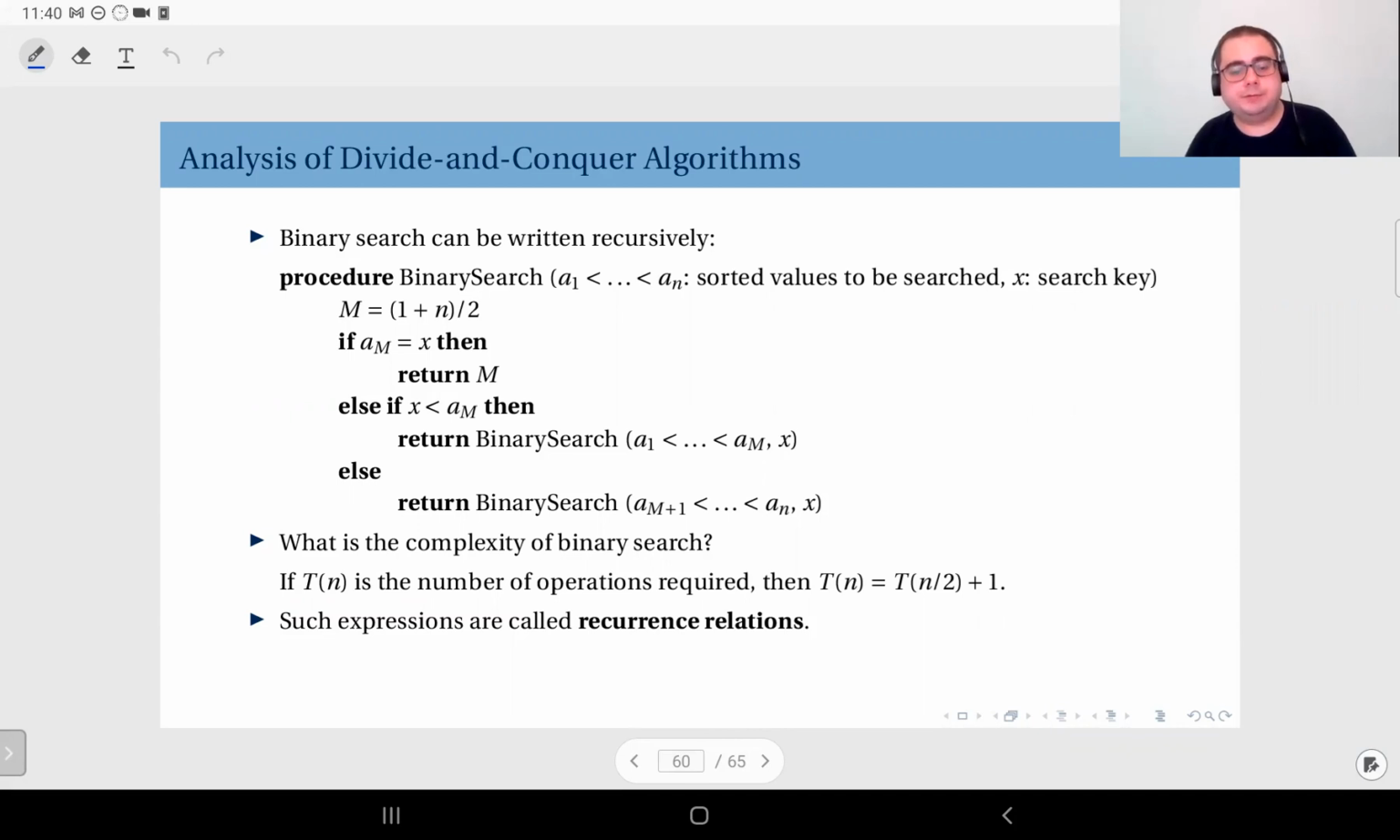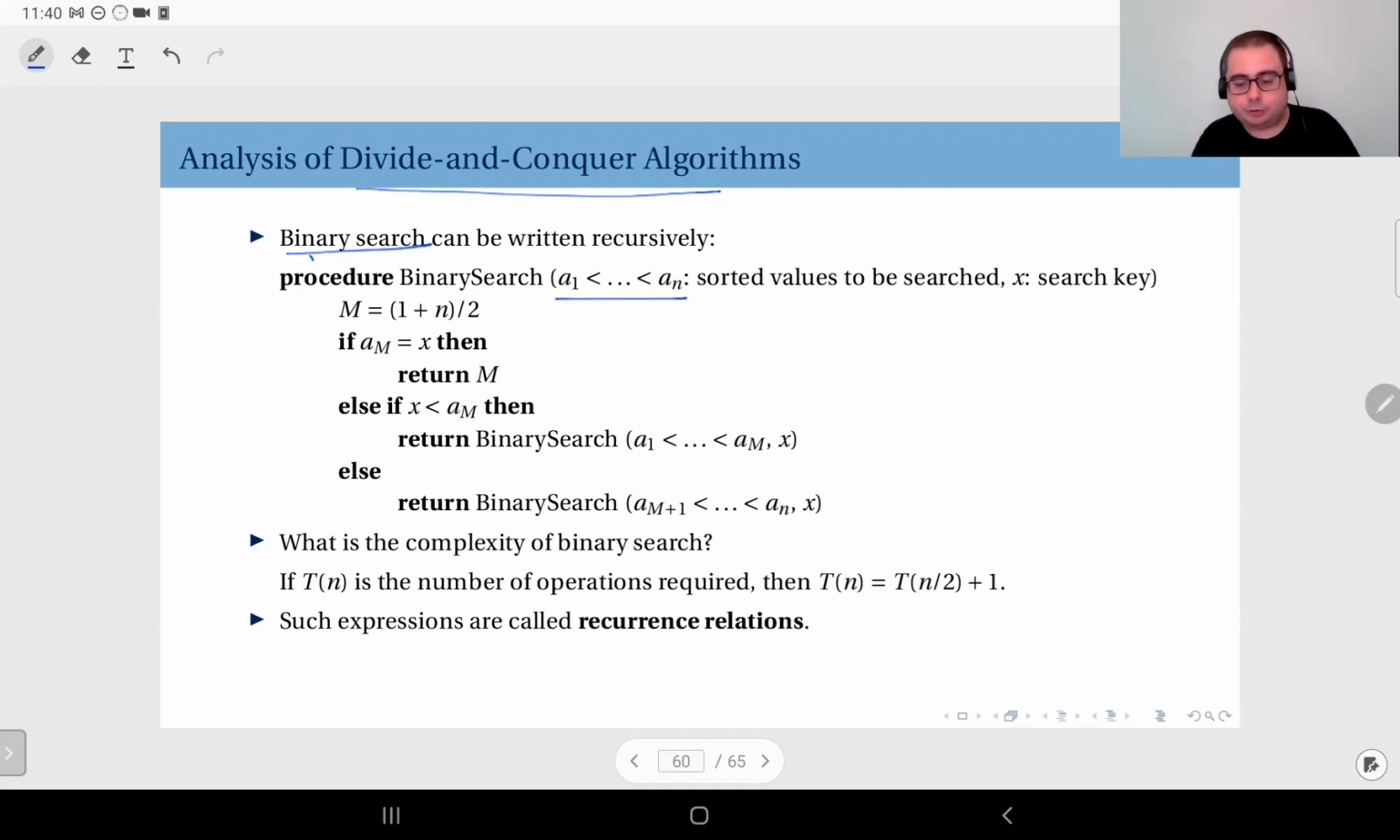But if your algorithm is a recursive algorithm, a divide and conquer algorithm, in this case, it's not that straightforward to actually count the number of operations required. For instance, you can write the binary search in a recursive way.